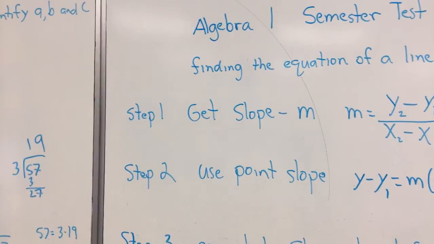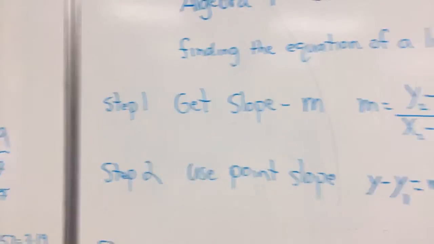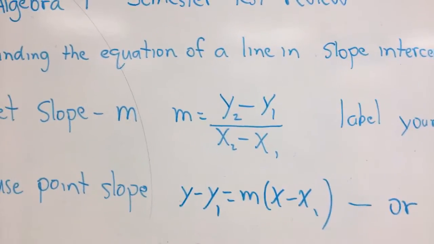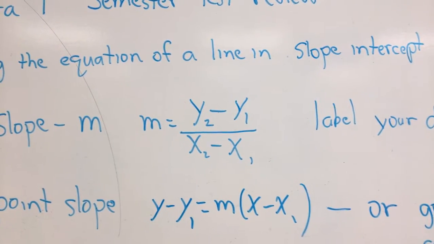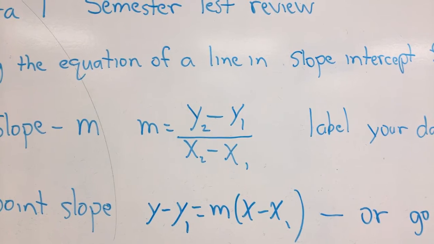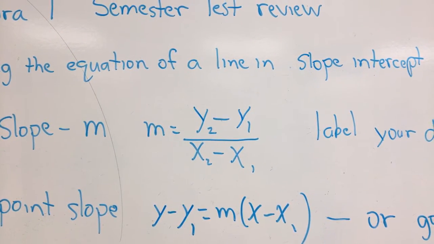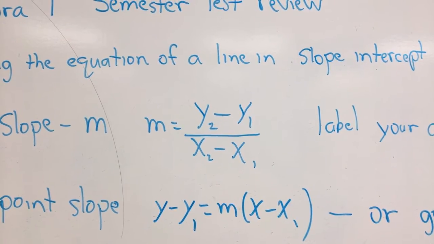What's the first thing you got to do? The first thing you got to do, you got to get slope, m. How do you find m? There's your awe-inspiring slope formula. M is equal to, basically it's a change in y over the change in x. You can count that as m is equal to the second y minus the first y over the second x minus the first x.